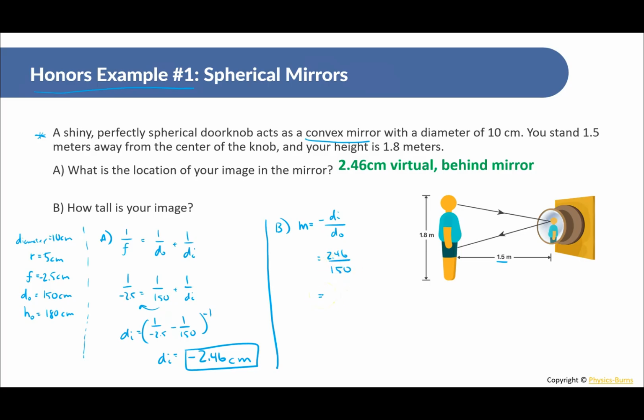So let's see what this is. 2.46 divided by 150. And we get around 0.0164. So a lot smaller. This is the magnification, but we're not looking for the magnification. We're just looking for how tall the image is. So the height of the image is going to be equal to 0.0164, which is the magnification, times the original object, which is 1.8 meters or 180 centimeters. So times 180, and we have 2.95 centimeters.